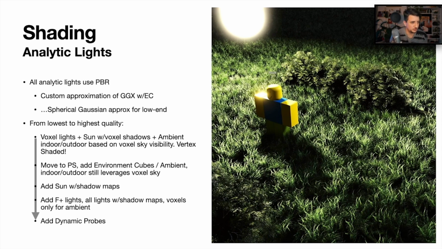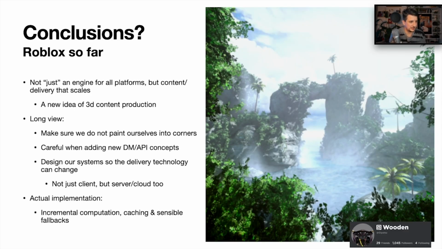So the conclusions, Roblox so far. One of the key ideas, I think, in Roblox is taking the long view in authoring. So we have to make sure we do not paint ourselves into technological corners. And we do that by being very careful when we change the objects, the properties, the API that is exposed for creators through the data model. We design all our systems with the idea that one day the delivery, the engine, the client technology can change.